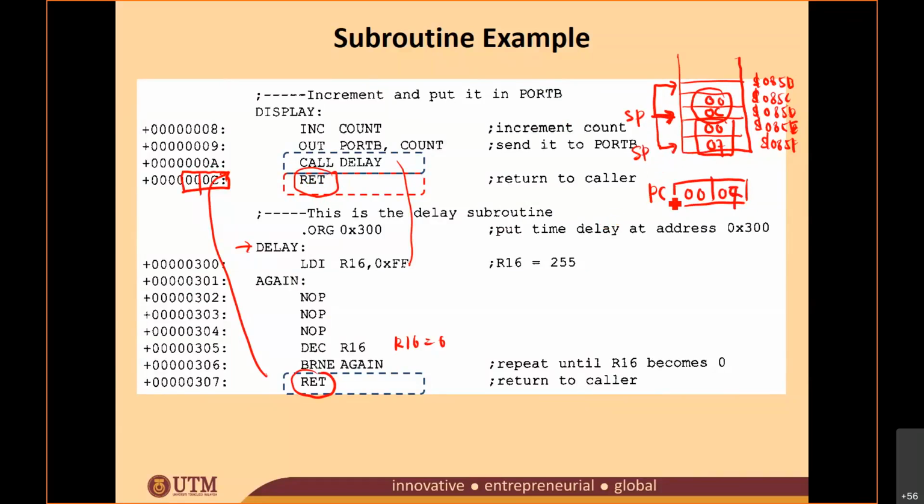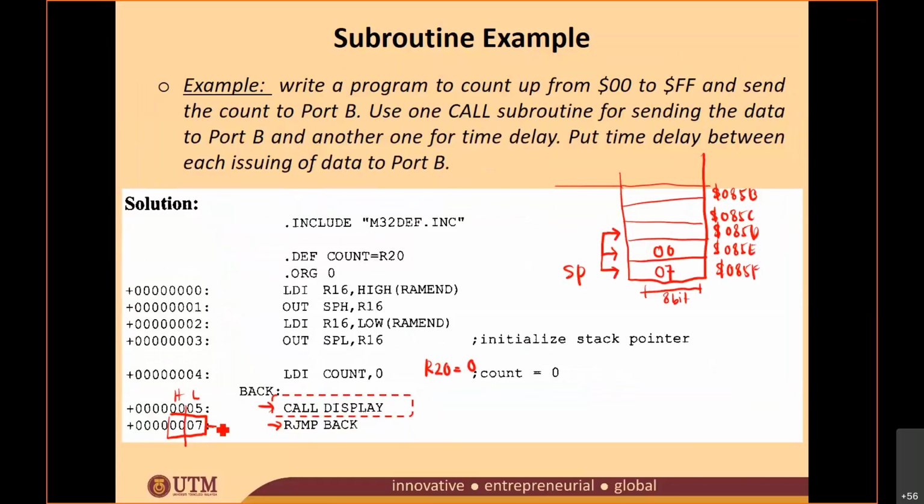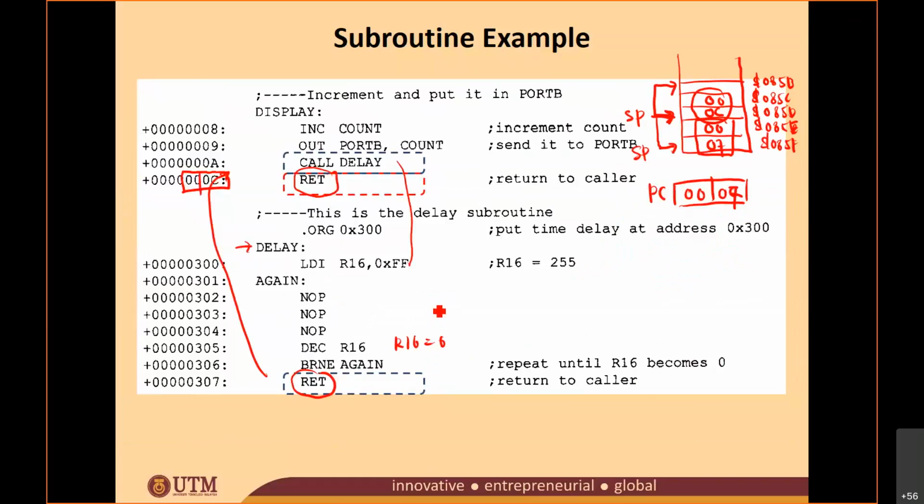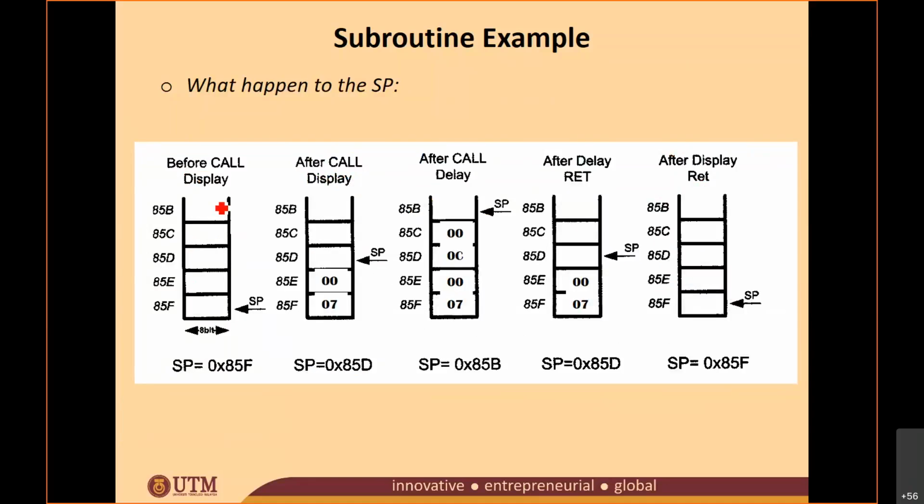Okay, so now the program counter shows that it's going to address 0007, which is here, and then it will execute the jump back, which is, call again the display, and it will keep repeating. Okay, so this is the summary of what happened before and after the call display.